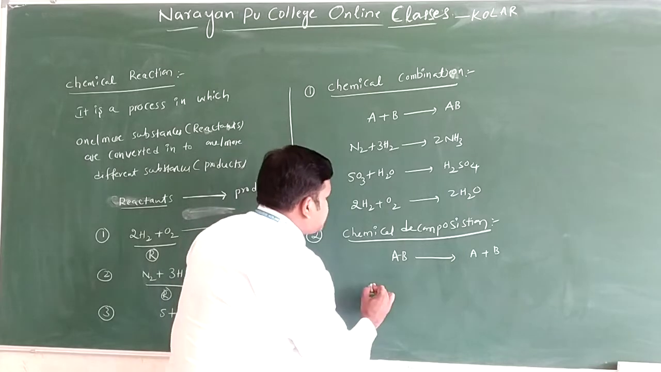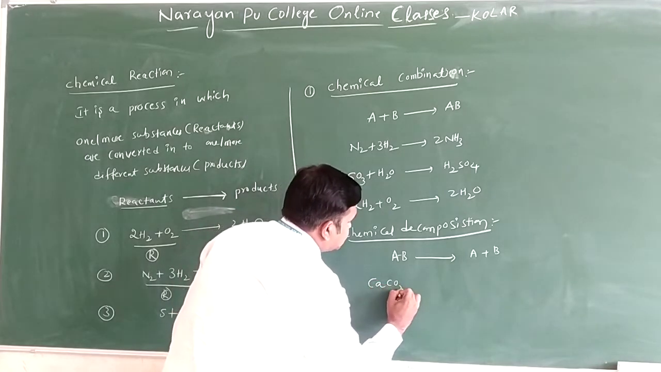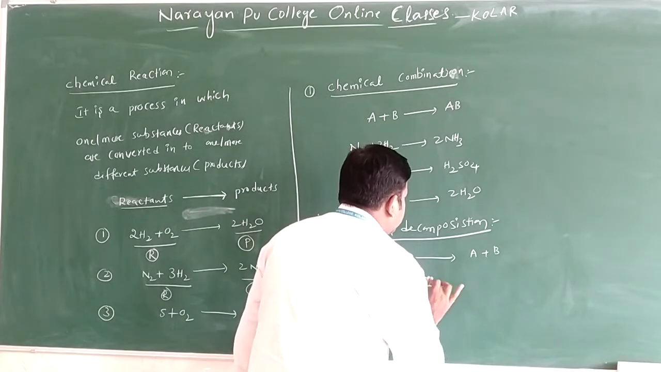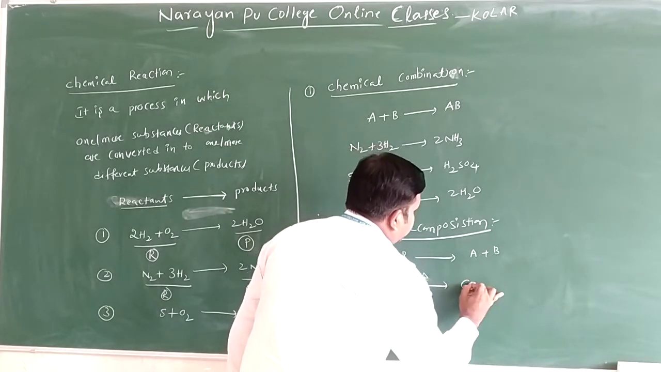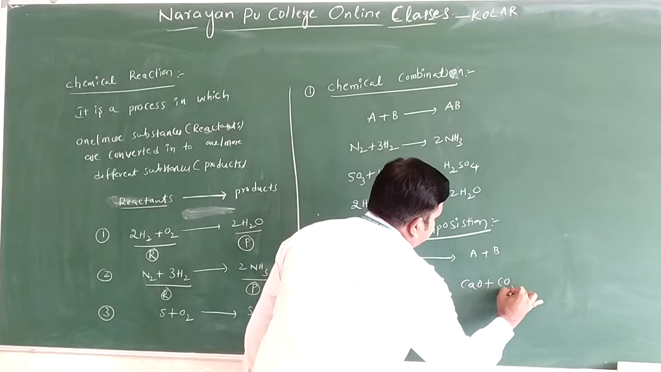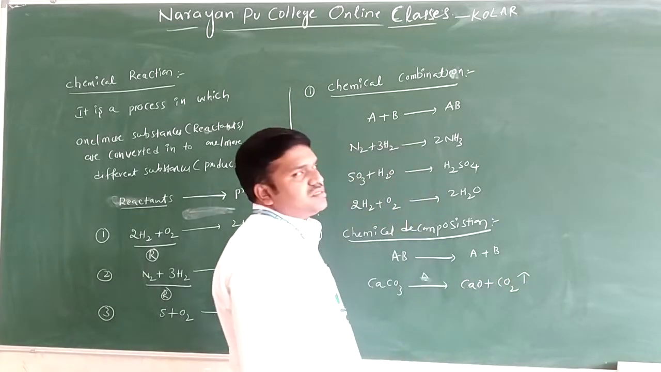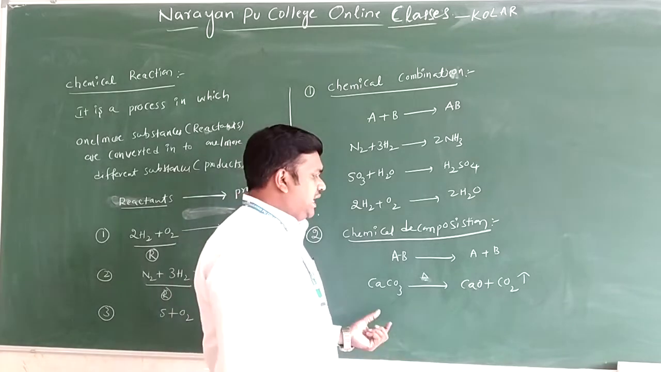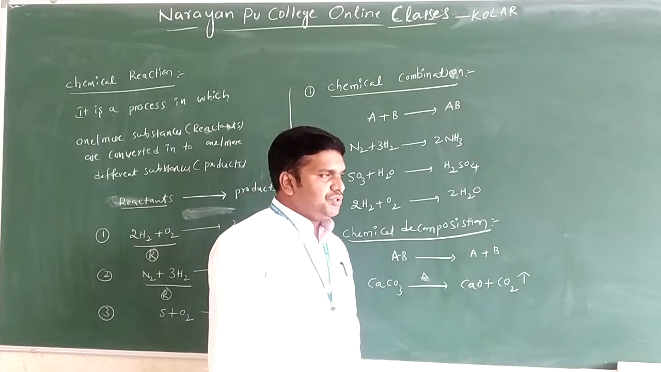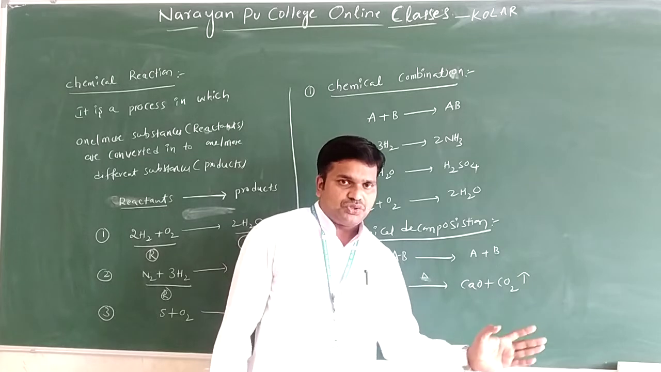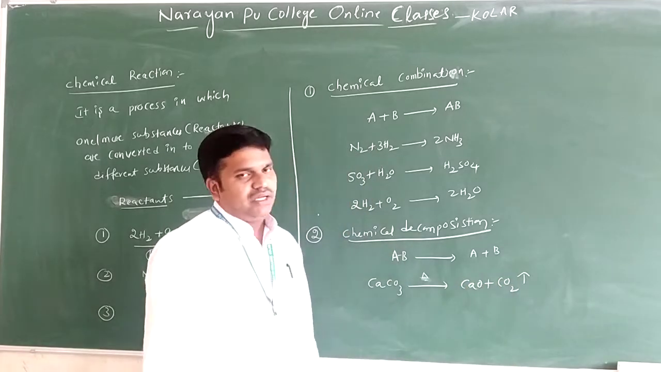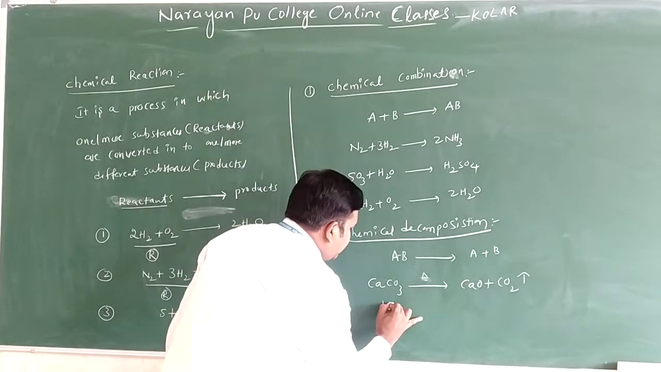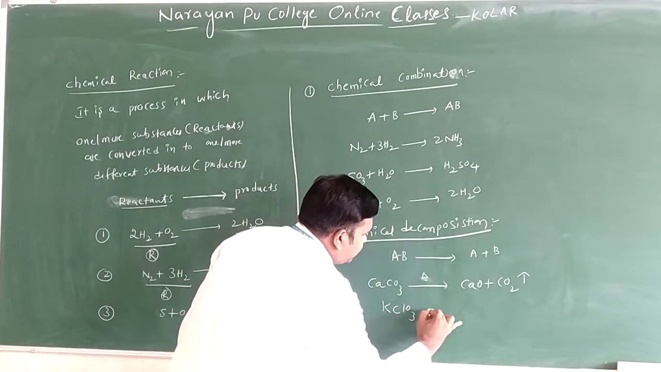We have calcium carbonate, CaCO3. Calcium carbonate can be decomposed at high temperature. It dissociates to give CaO plus CO2 only. So this is the decomposition reaction because the calcium carbonate is decomposed into CaO plus CO2. So this comes under what reaction? Chemical decomposition reaction.